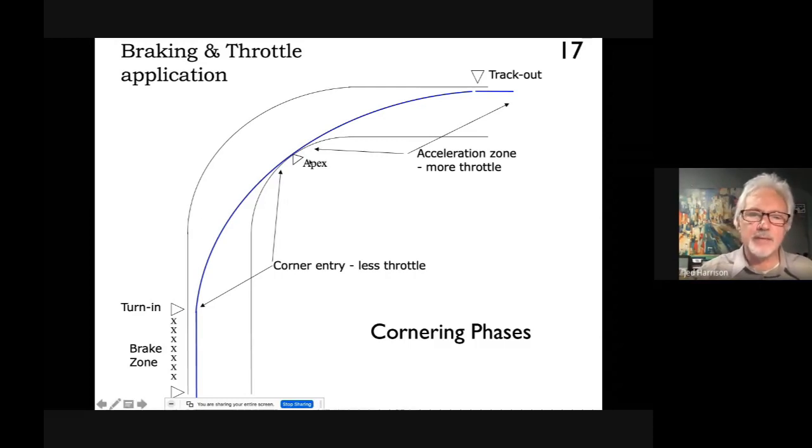Then we've got the apex, which is the point where you're going to try to be at the inside edge of the track. And then you drive towards the outside edge of the track for your track out or corner exit. And through this portion of the drive, you should be accelerating and increasing your throttle.